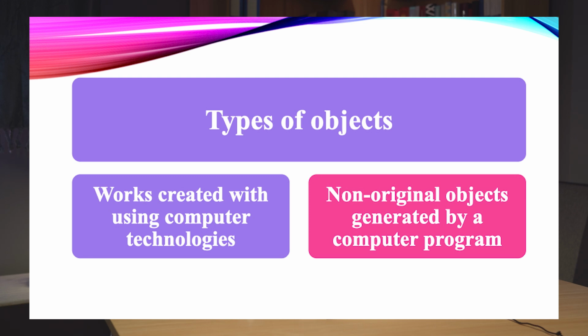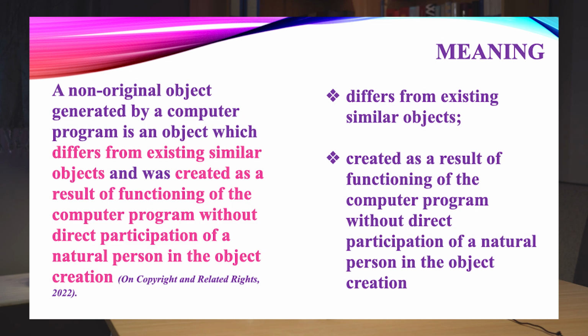Once again, Article 33 of the Law of Ukraine on Copyright and Related Rights divides objects into two categories: works created using computer technologies, which are protected under general rules, and non-original objects generated by a computer program, which are protected with sui generis rights. And now we'll focus on the latter category. On the left side of the slide, you can see the legal definition of a non-original object generated by a computer program.